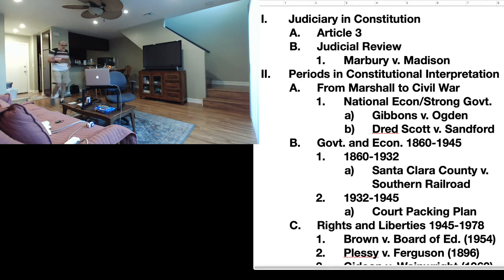Throw it out. Now, let's ask this question. Did this decision reflect the values of Mr. Marshall? The answer is yes. This decision, number one, strengthened the federal government. It was in favor of the federal government. And number two, it undermined the ability of states to regulate the economy. And these values are core values of Mr. Marshall and other Federalists like him.